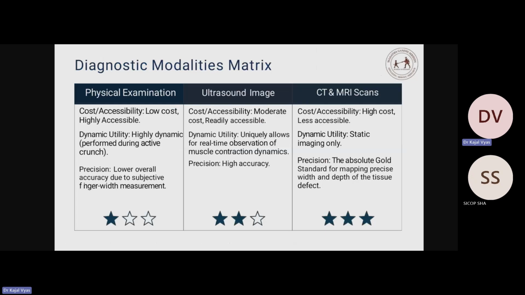So these are the various criteria or diagnostic methods which are used, but most commonly in our setup we assess it using a therapist, or self-examination can be taught to the patient.